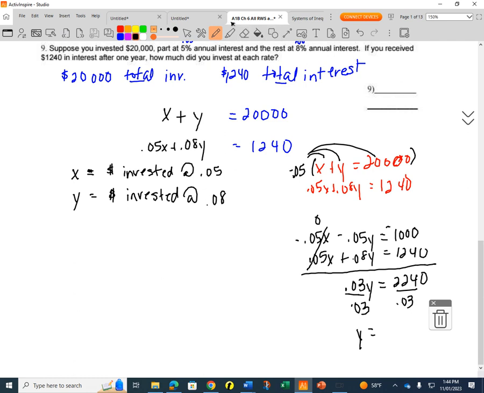Gotta be careful, I didn't carry my negative all the way through like I was supposed to. So this would be 240, not 1240, right? Negative 1,000. This is 240, so 240 divided by 0.03. Paul, you the calculator guy right now? 8,000. So now we know the money invested at 8% is $8,000.